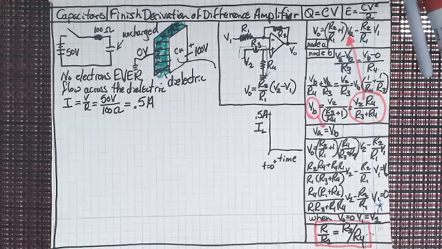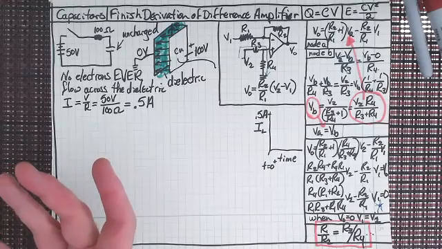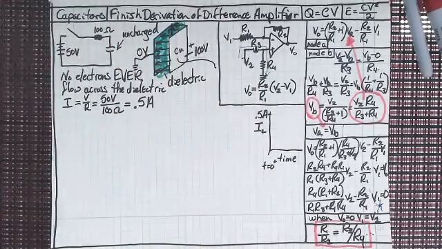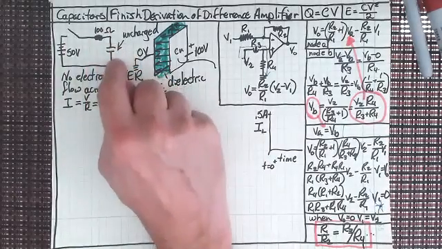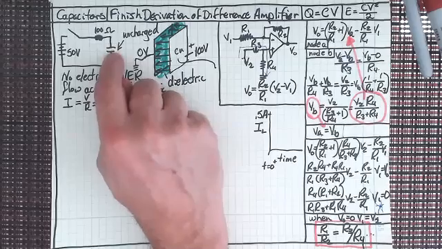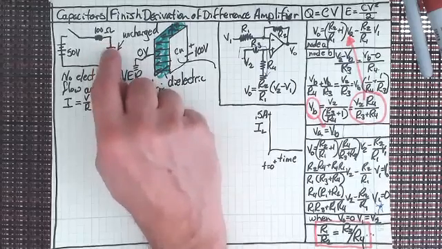When I throw that switch, does the current stay 0.5 amps forever? Does it start at 0.5 amps, or does it start at 0 amps and then go up to 0.5 amps? When I throw that switch originally, does this look like an open circuit, or does it look like a short circuit?